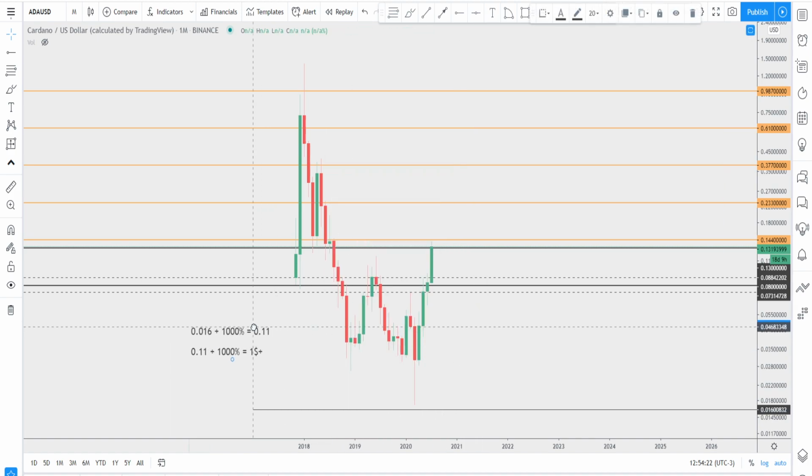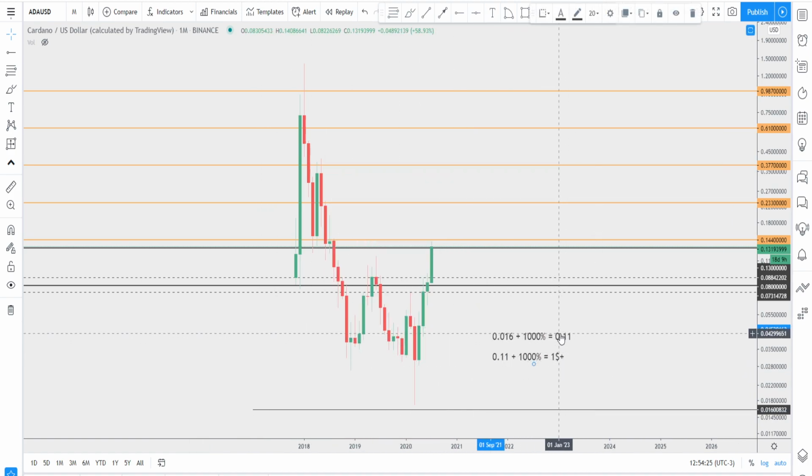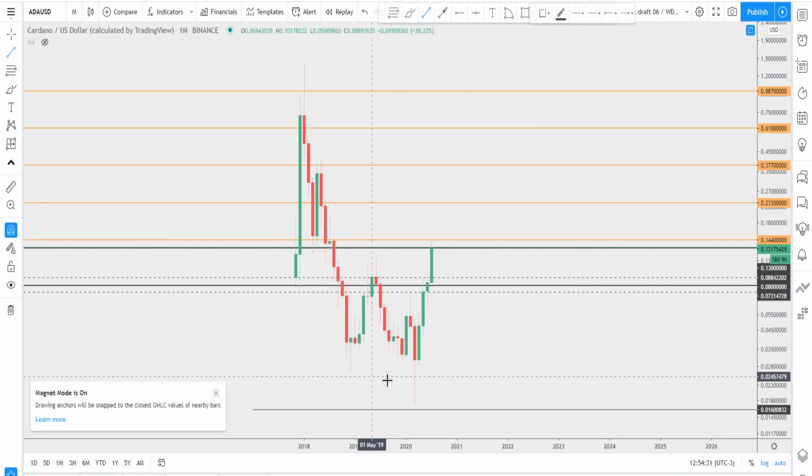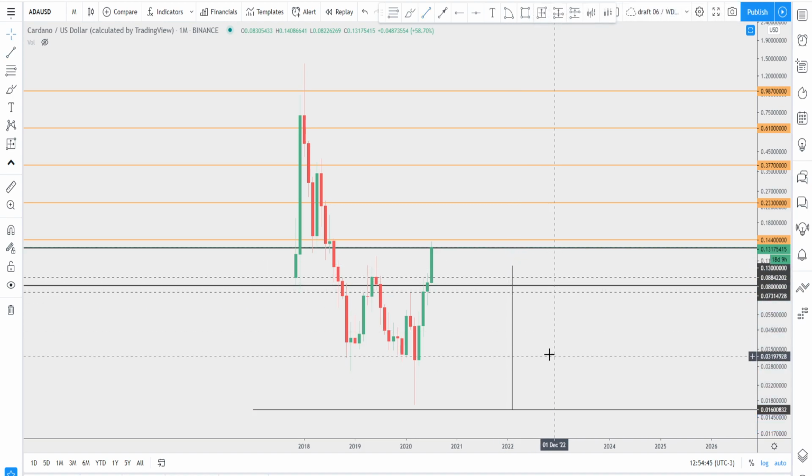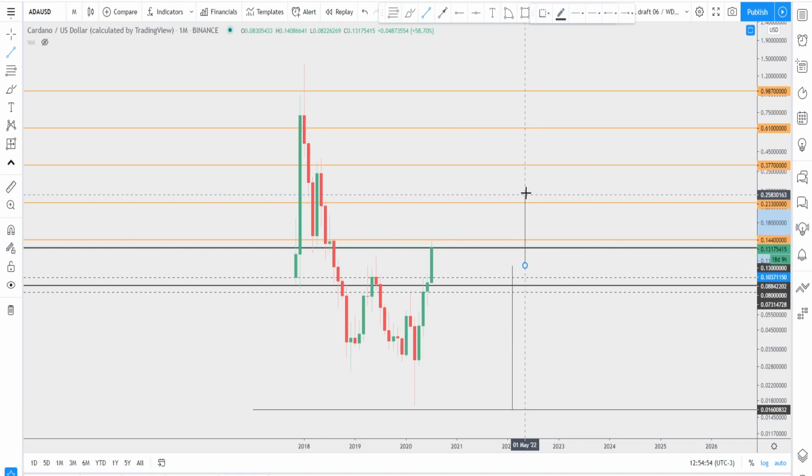Okay, so why are we looking at these numbers? Because the thing here, folks, is this. Now let's measure here. So first we are going for 10. Let's do it on this side here. Okay, so here is our first 1000%. And now let's go for the second one. Yes, so this is the second one.